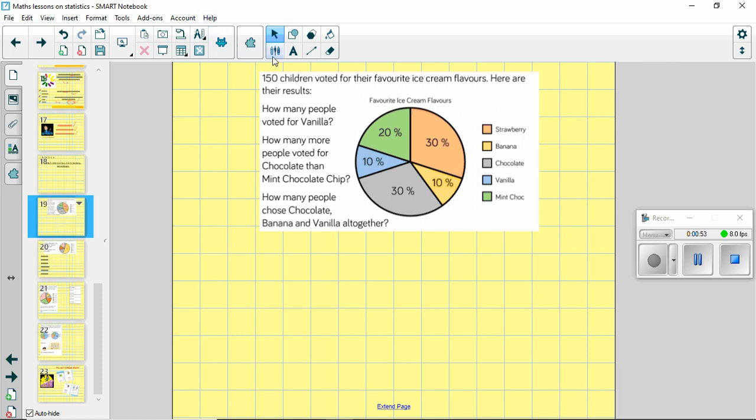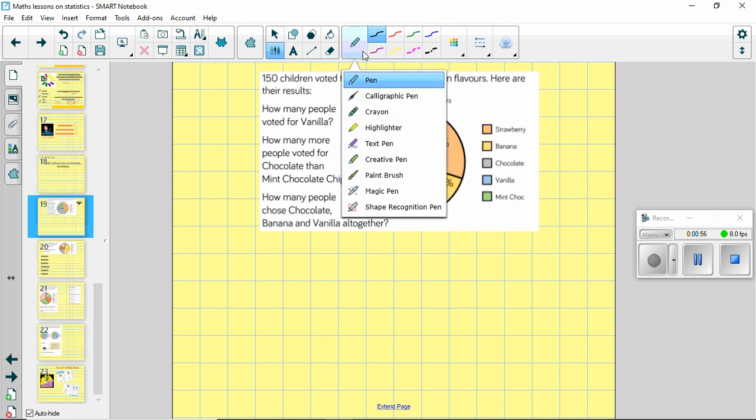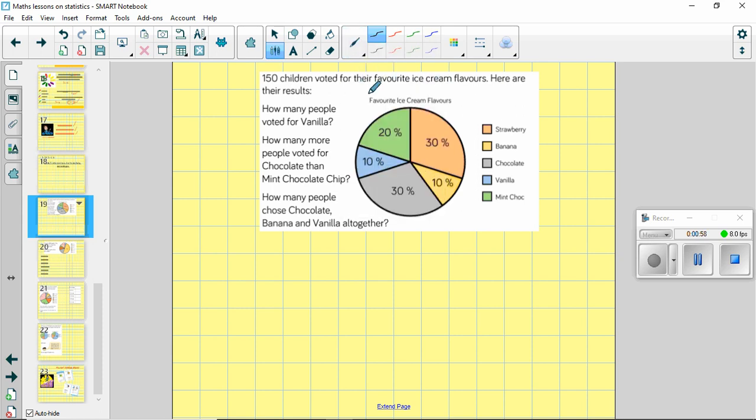So let's have a look how we would work this out. Just excuse my neighbour's lawnmower in the background, if you can hear that there.